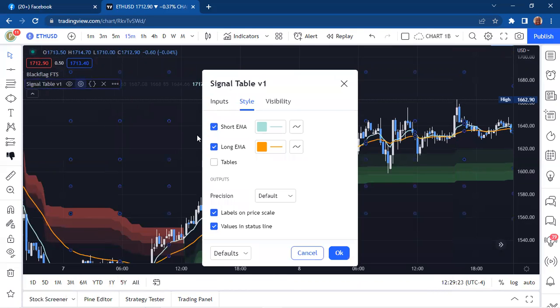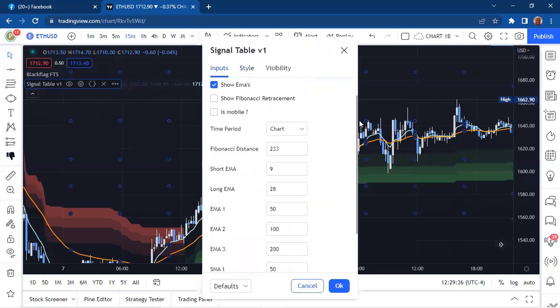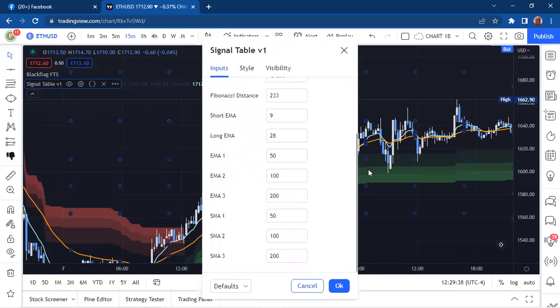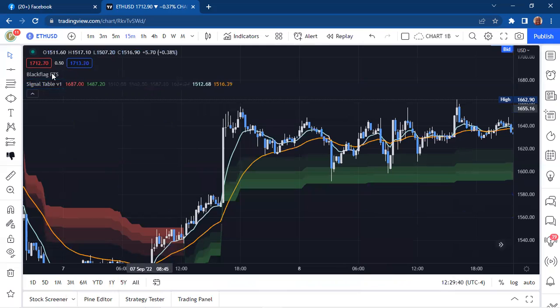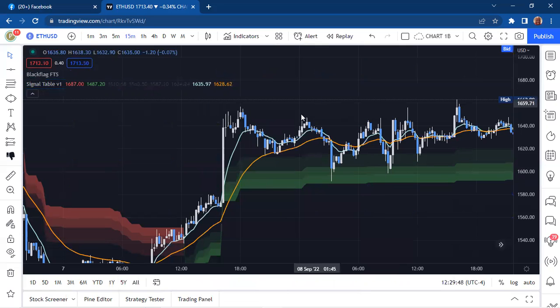And then when you look at the settings, you can change the colors and make it more visible for yourself. That's what I did. And the inputs should stay the same. So you can screenshot that if you'd like. I'll pause the video, but those are your inputs. Okay, show EMAs, okay? And you close it out, and this is what you get.